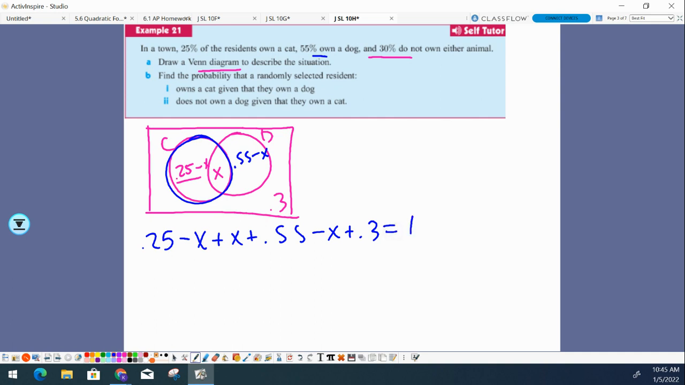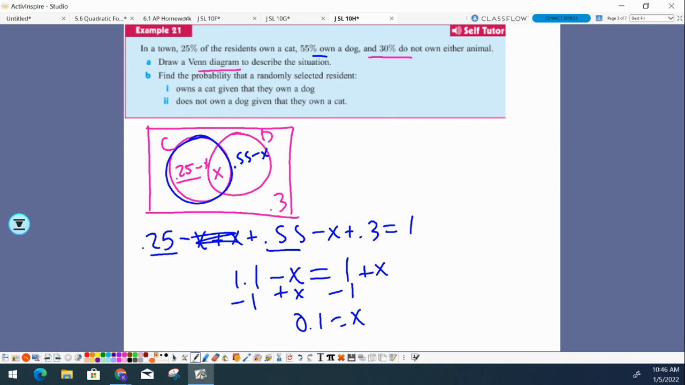All right, once we do that, I'm going to combine my like terms. So these cancel out. When I put my 0.25 and 0.55, that's 0.8. And 0.3 makes 1.1 minus X equals 1. So then I add X to this side, minus 1 from this side. So I get 1/10 for my X.